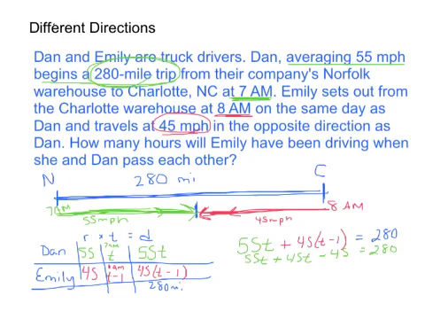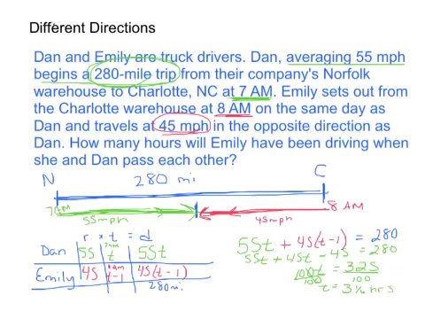55 plus 45 ends up giving me 100T. If I add 45, it's going to equal 325. At this point, I'm going to need to divide by 100. So my time will be 3 1/4 hours. 3 1/4 hours.